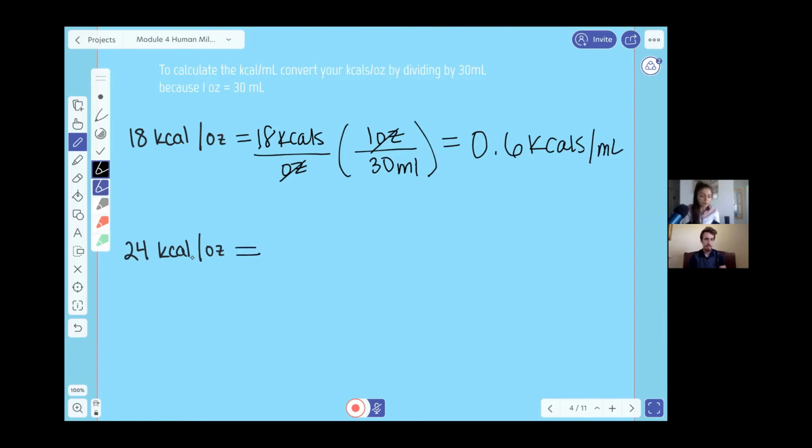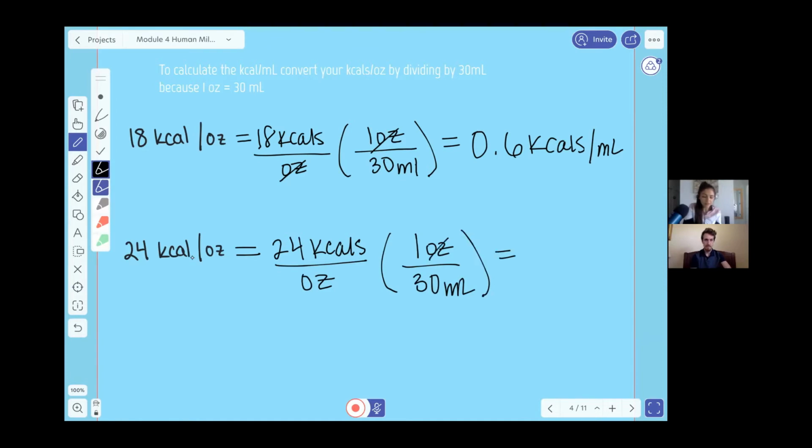Okay, so let's try another one. We have 24 kcals per ounce. So again, I'm going to rewrite this. Per ounce, we're going to multiply that by 1 ounce over 30 mLs.